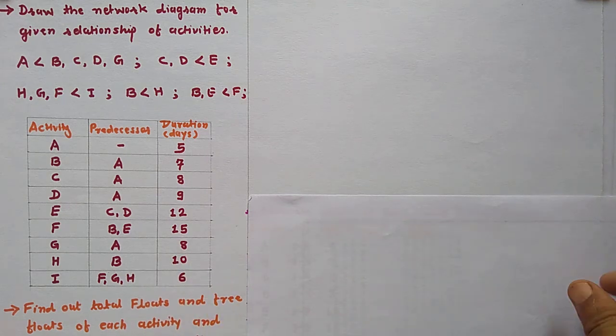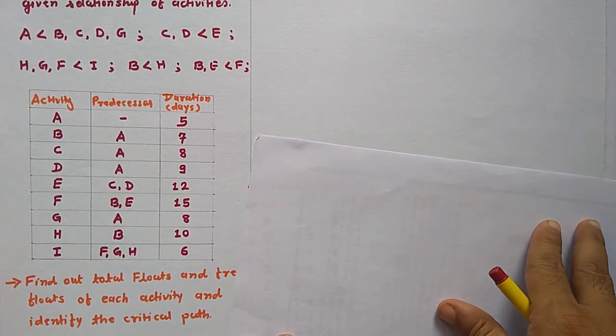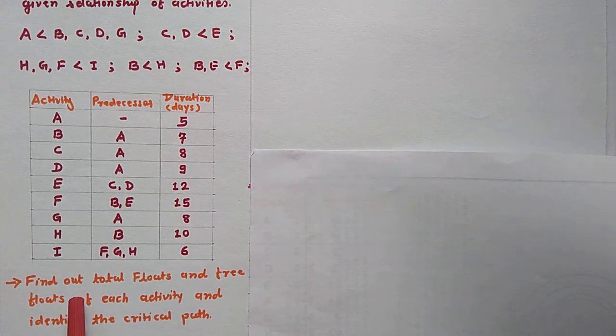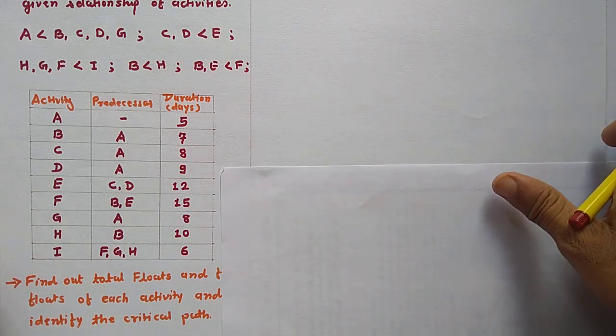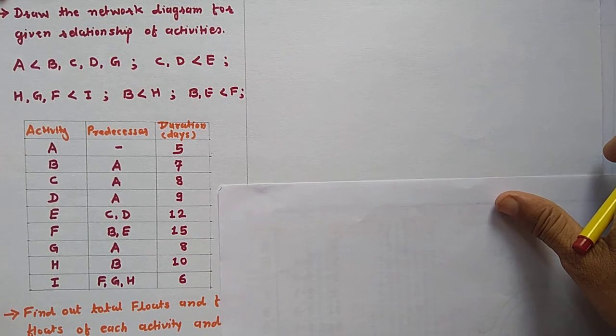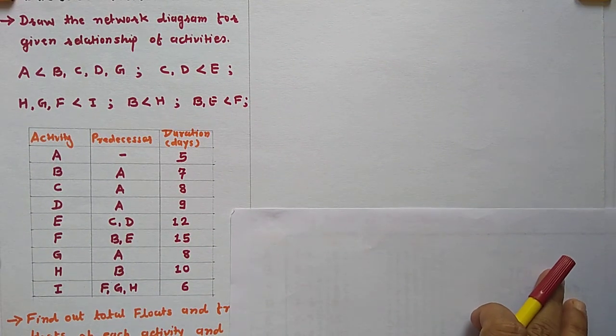Also, in the example you have to find out the total floats and free floats of each activity and identify the critical path. For this we just have to draw the network diagram.